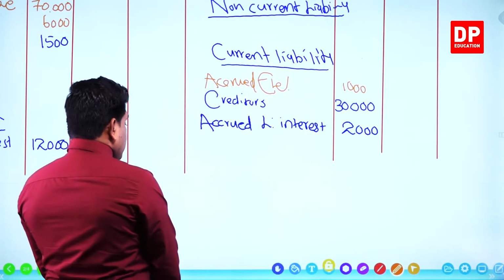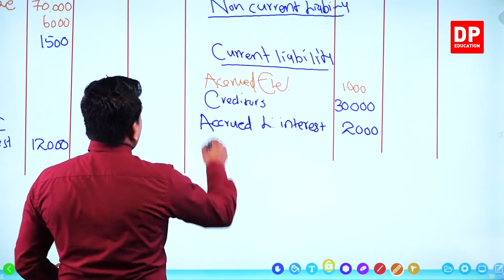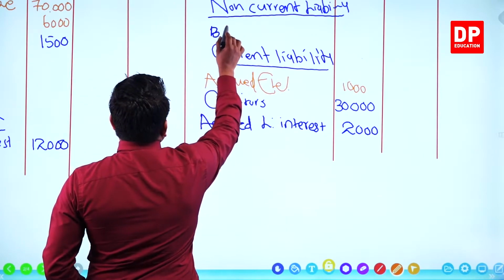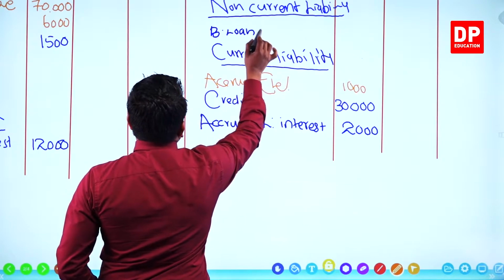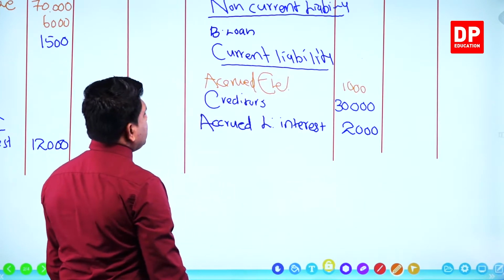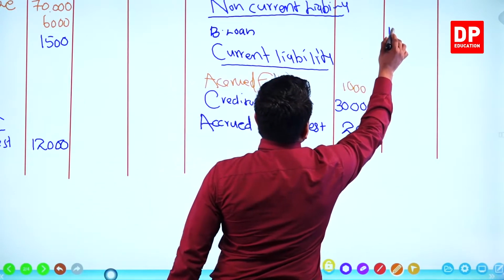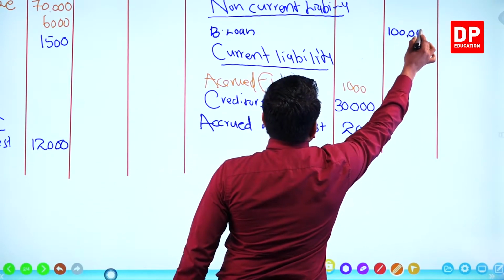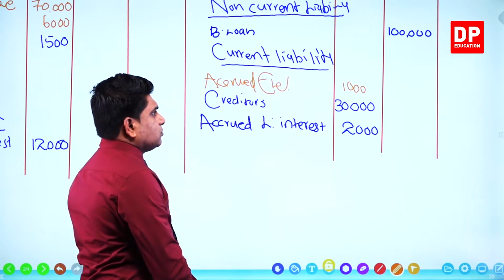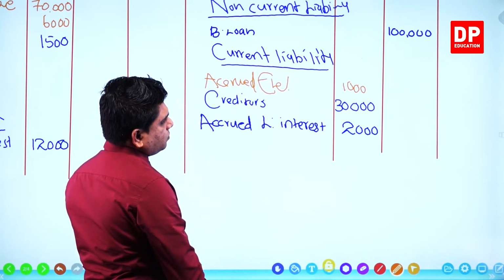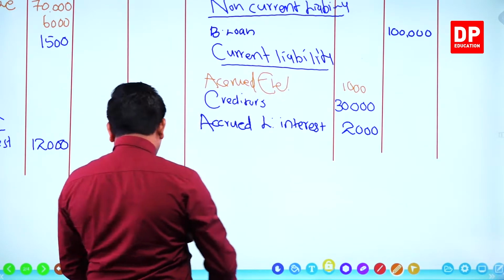Okay. Don't forget to record the bank loan amount 100,000 under the non-current liability category. Right? How much? 100,000. Right, okay. Now, next one.